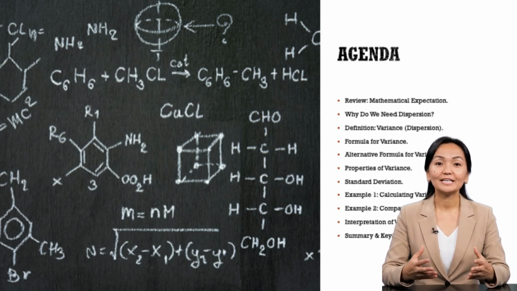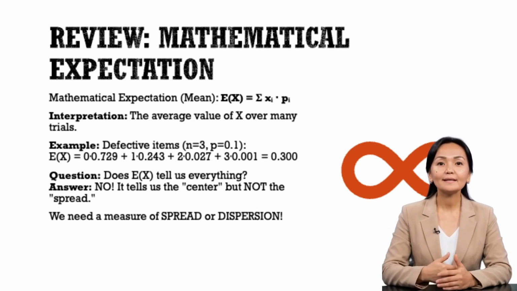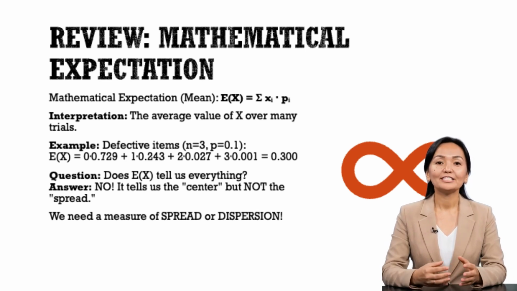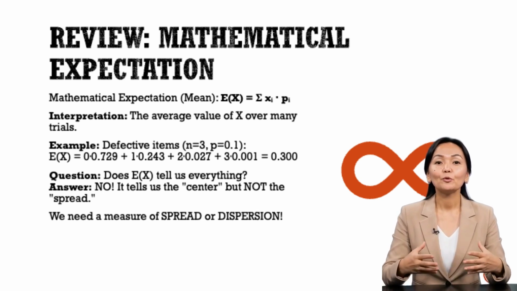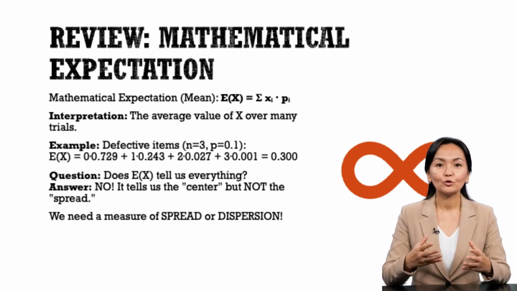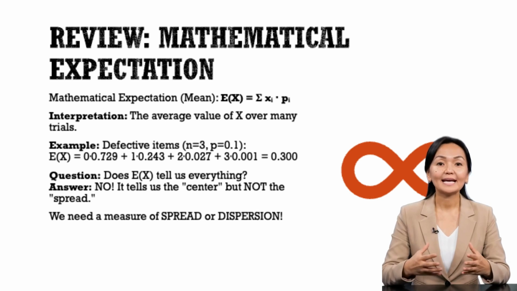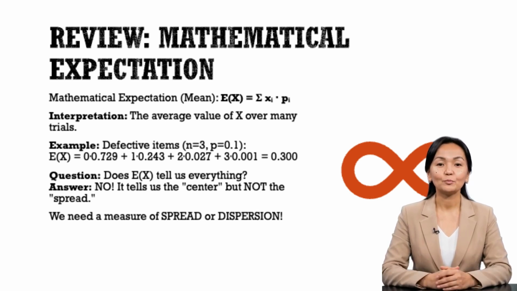So let's get started. Let's begin with a brief review of mathematical expectation, which we covered in Lecture 7. The expectation, or mean, of a discrete random variable X is denoted by E of X and is calculated as the sum of each possible value multiplied by its corresponding probability. In mathematical notation, E of X equals the sum over all i of x sub i times p sub i, where p sub i is the probability that X equals x sub i.